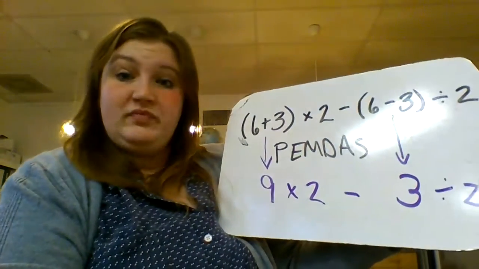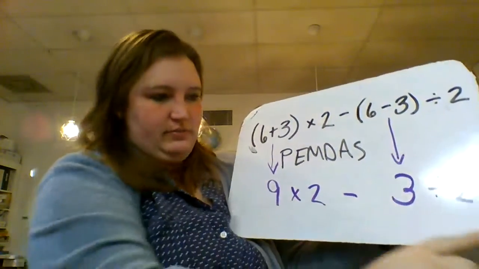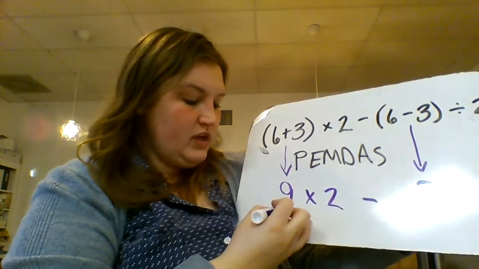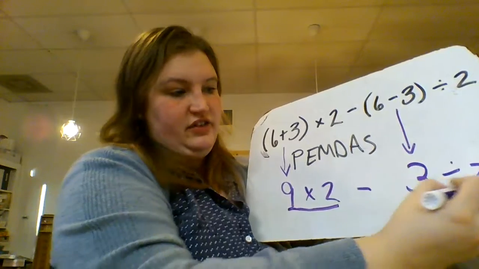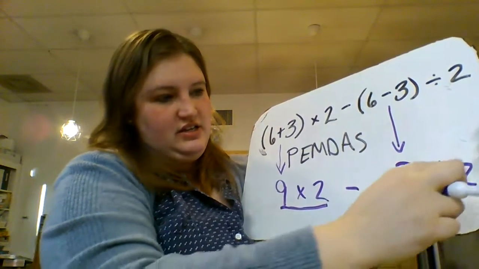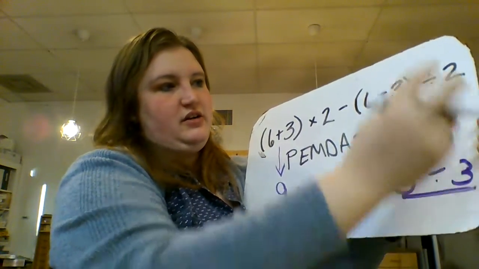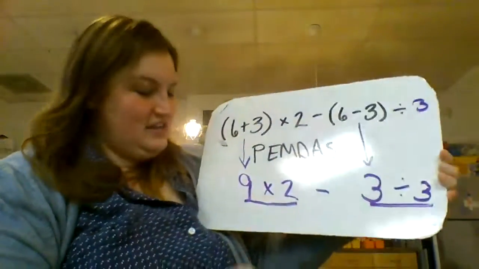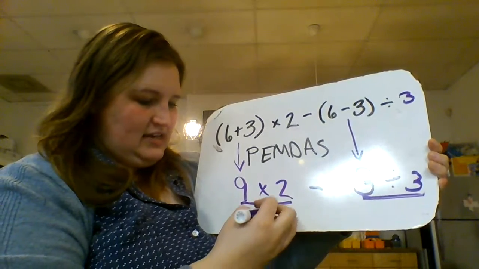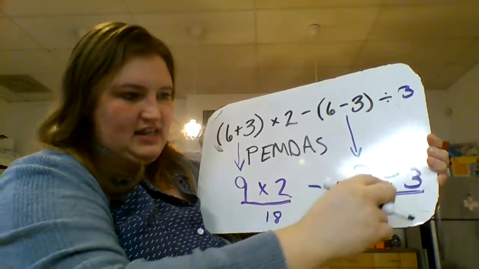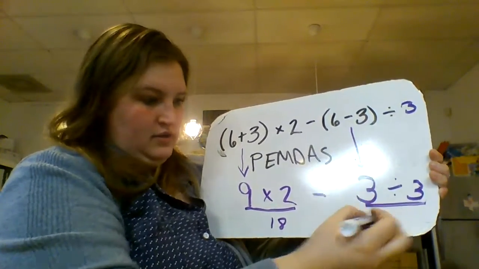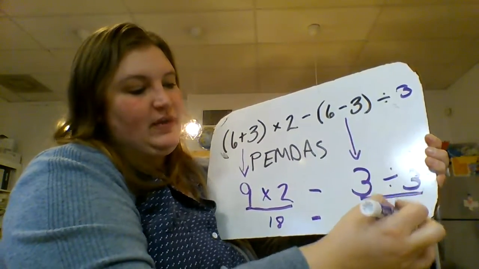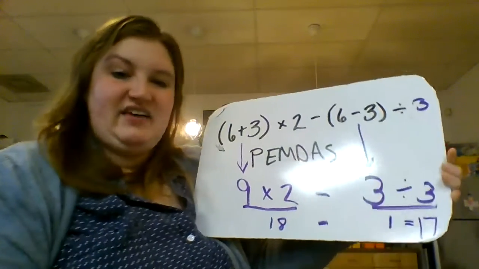Okay, now we go next. Do I have any exponents? No, I don't. So now I go to multiplication and division. I have multiplication here and I have division here. Let's change this to a 3 just to make it easier. So let's pretend I knew this ahead of time and I knew that I was going to have that as a 3. Okay, so 9 times 2 is 18. And then 3 divided by 3 is 1. Then I have my subtraction, so I have 18 minus 1. So my answer to this problem is 17.